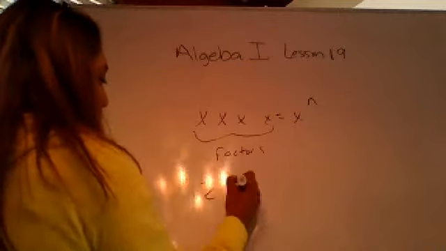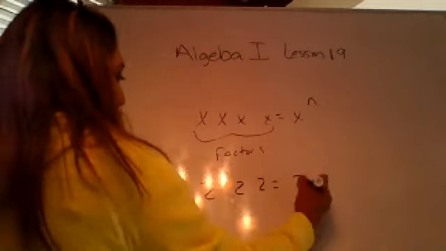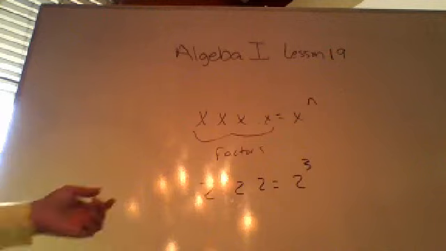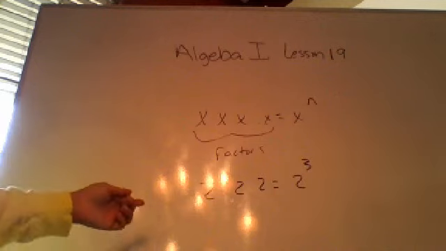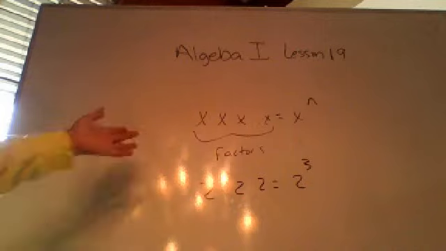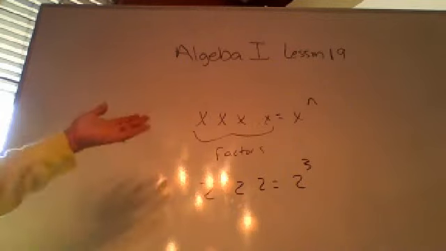So we have 2 times 2 times 2. That's the same thing as 2 to the third power. Yes? We call that exponential notation. So we can use 2 as a factor 3 times. Okay? So this is the general form and the formula, the definition of it.